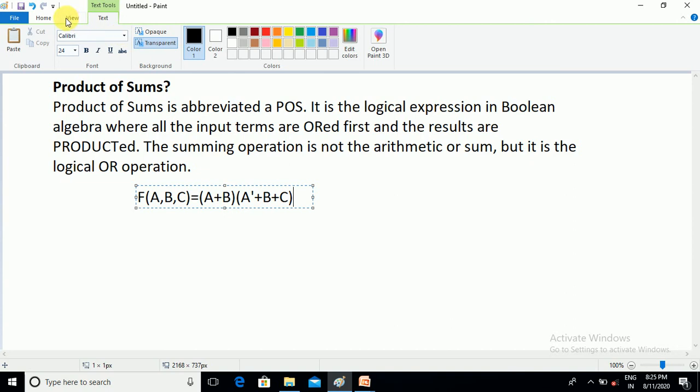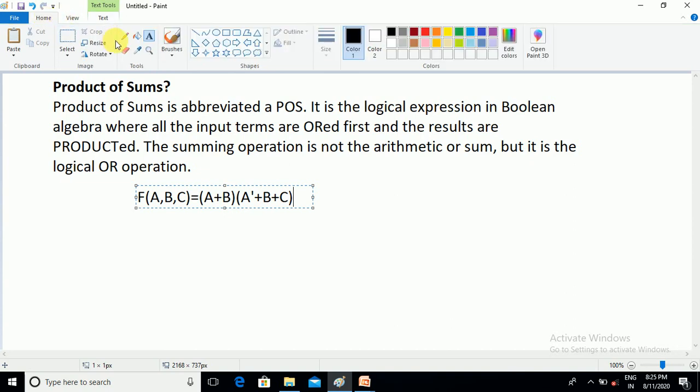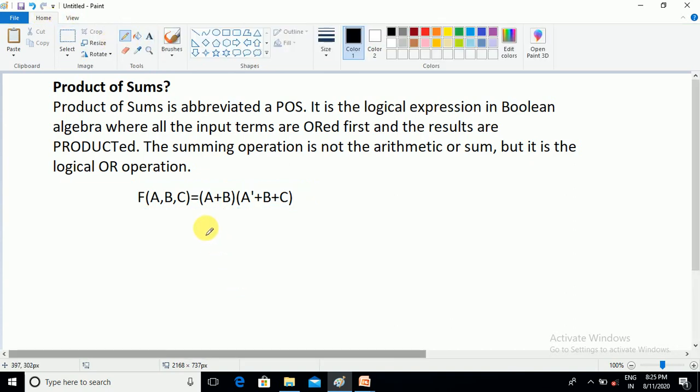Okay, here the sum term a plus b. The first signal is a and the second signal is b. So for the term a plus b we need to take the OR gate. It is not an AND gate, this is the OR gate. So the OR gate will create the sum term. Okay, next one is a dash plus b dash plus c. So you can take this signal a and this signal b. Now the output of this gate will be a plus b.